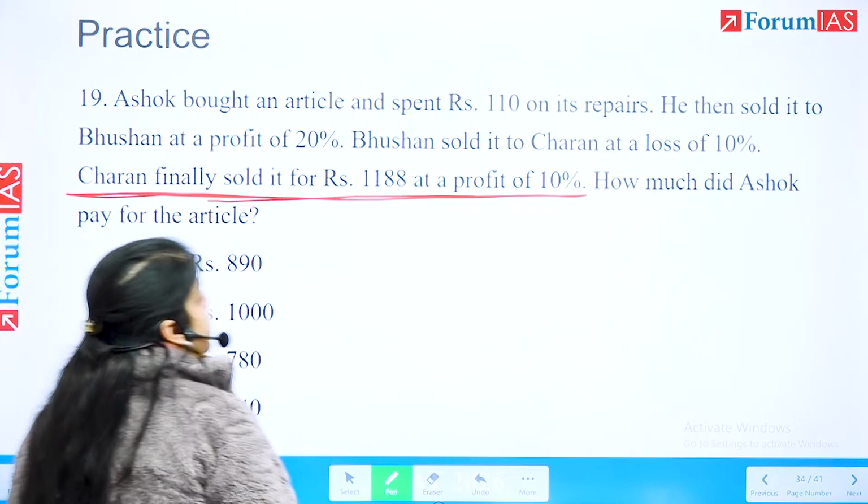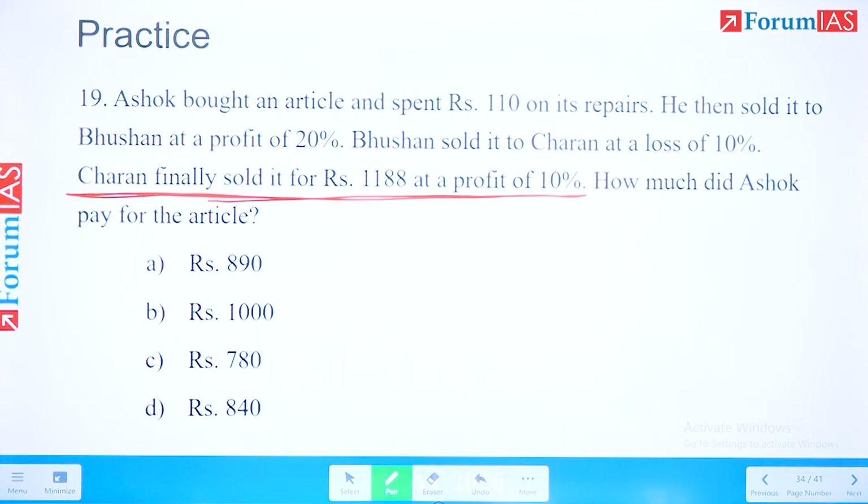How much did Ashok pay? You will find out the price of Charan. How much did Charan buy it for?